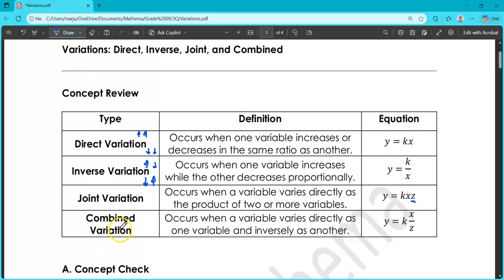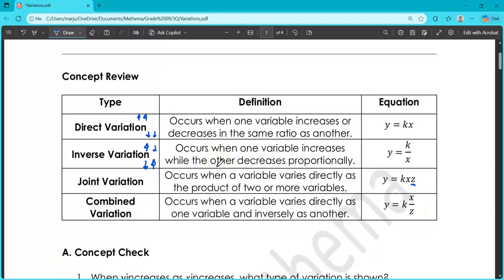And then combined variation is a combination of both direct and inverse variation. So it occurs when a variable varies directly as one variable and inversely as another. So we have here y is equal to k times x over z. Let's do a concept check.